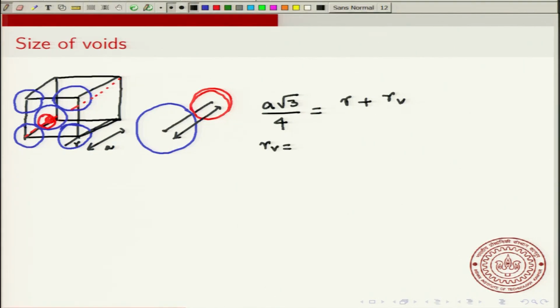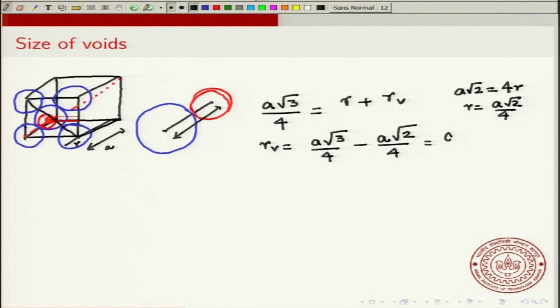So r of void is equal to a root 3/4 minus r of the atom. The r of the atom can be related to the lattice parameter, because along the face diagonal you have a root 2 equal to 4r. So r is equal to a root 2/4. Then I can write this as a root 2/4. So you get the size of the tetrahedral void as a times (root 3 minus root 2)/4. This is the radius of the tetrahedral void in terms of the cell parameter a.